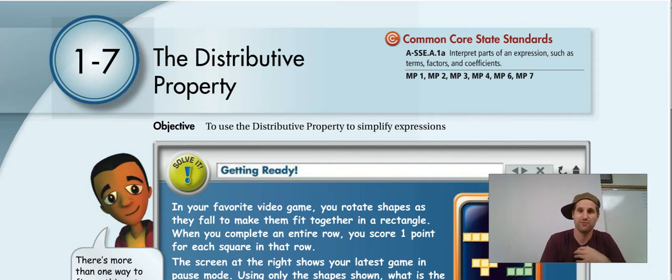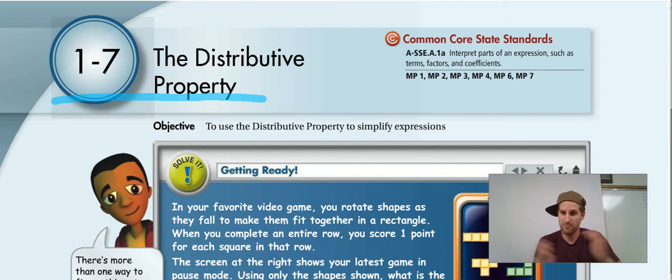We are doing our 1.7 video, so let's go ahead and get started. Make sure you write at the top of your page 1.7, the distributive property. So what are we doing today? We're going to use the distributive property to simplify expressions.